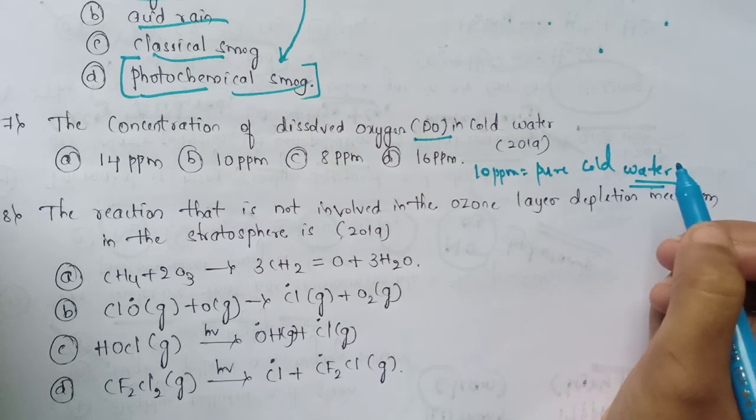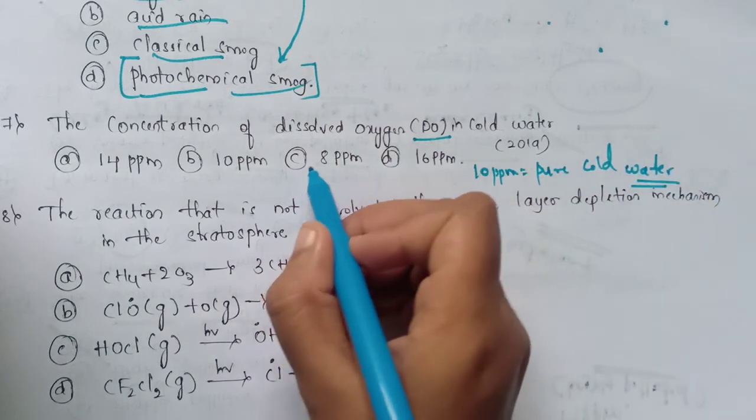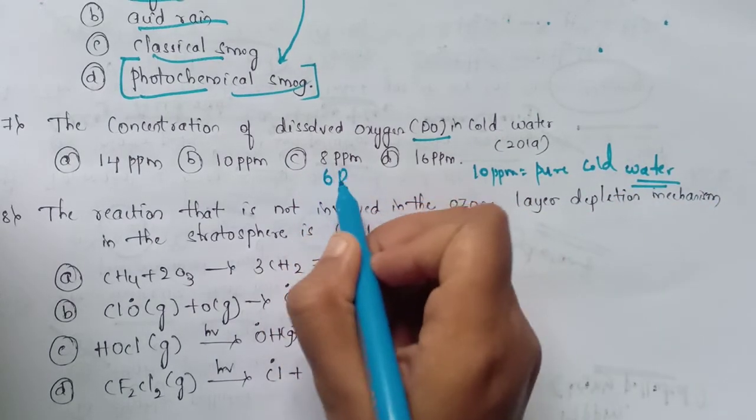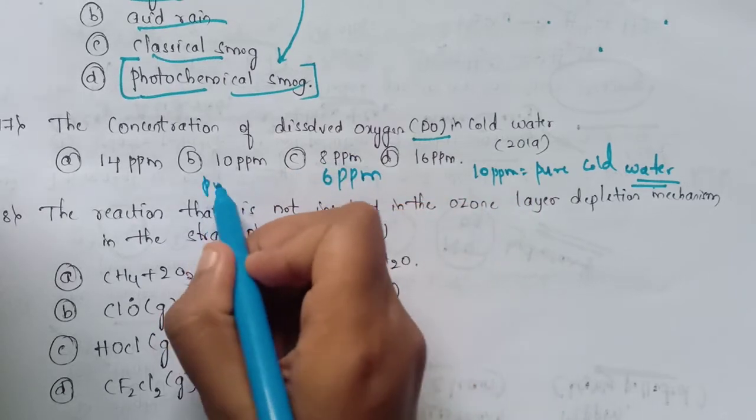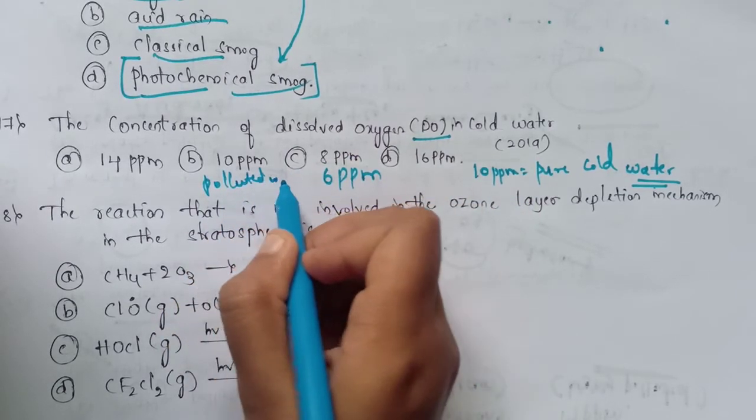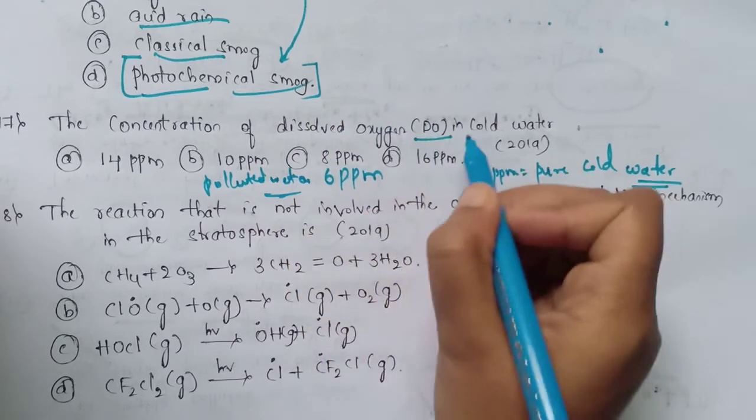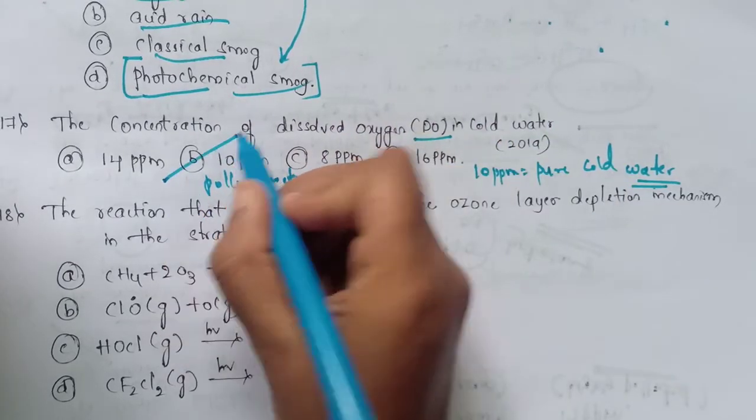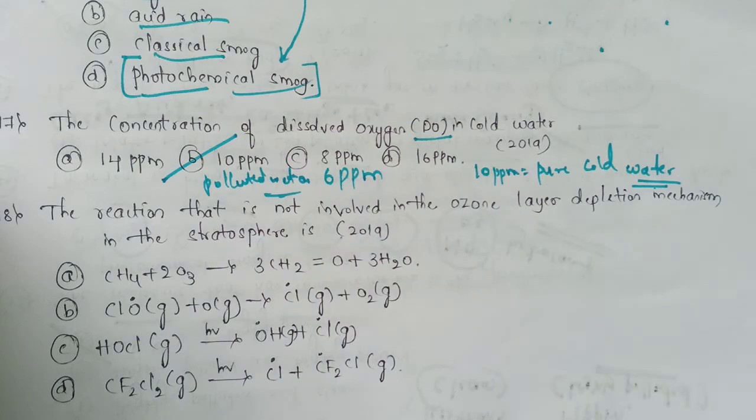Whereas the polluted water has dissolved oxygen levels of less than 6 parts per million. That is 6 parts per million in the polluted water. So they are asking about the concentration of dissolved oxygen in cold water; 10 parts per million is the correct answer. Option B is the correct option.